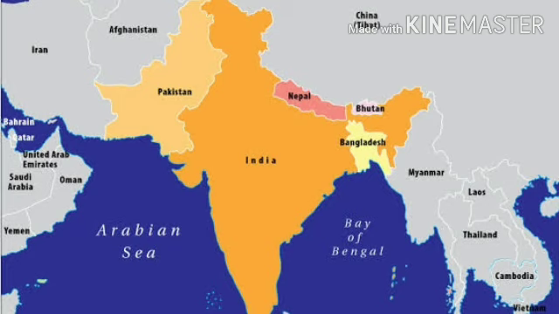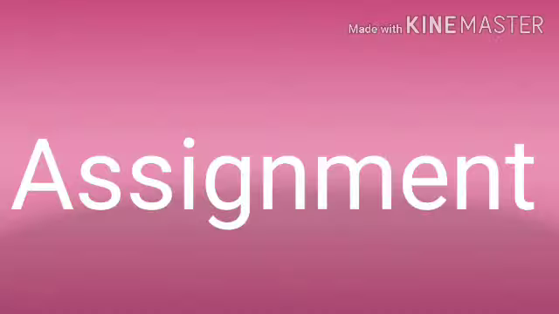In this lesson, we have seen about backwaters, distributary, doab, estuary, perennial rivers, pass, peninsula, subcontinent, standard time, tributary. Assignment for you.